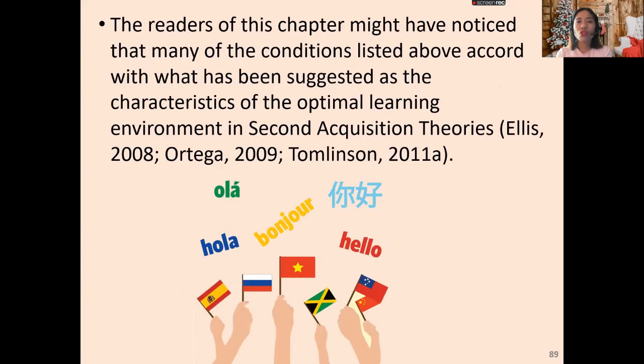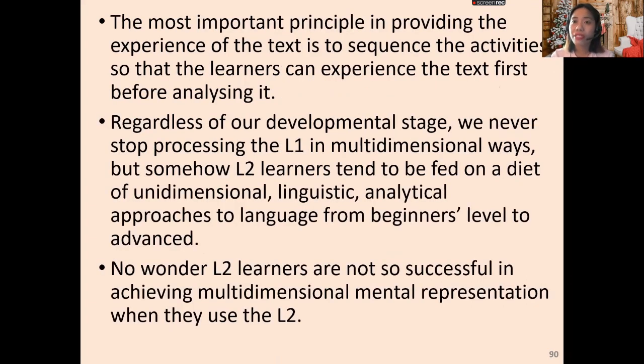The readers of this chapter might have noticed that many of the conditions listed above accord with what has been suggested as the characteristics of the optimal learning environment, if we consider the second language acquisition theories of Ellis in 2008, Ortega in 2009, and Tomlinson in 2011. The most important principle, class, in providing the experience of the text is to sequence the activity so that the learners can experience the text first before they analyze it.